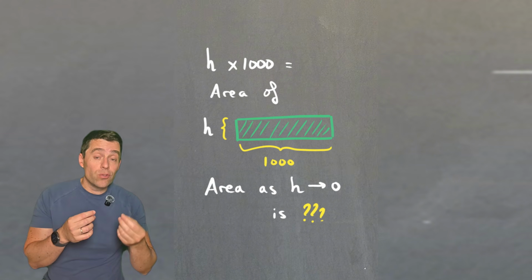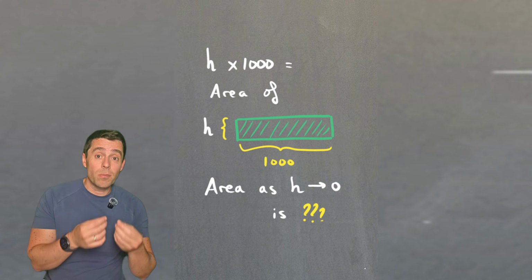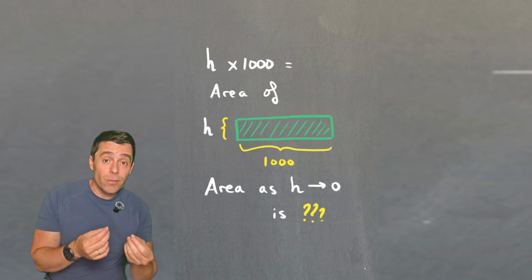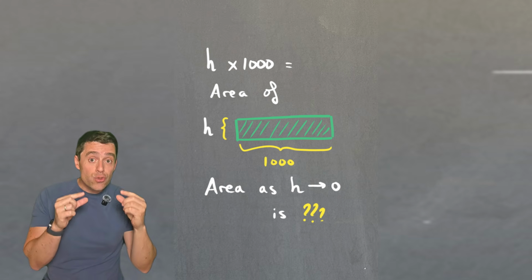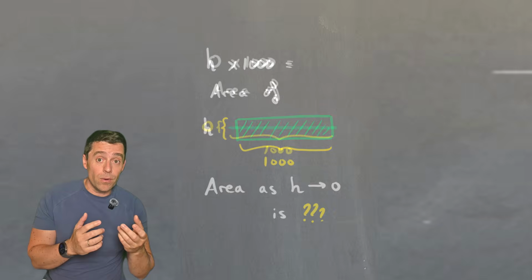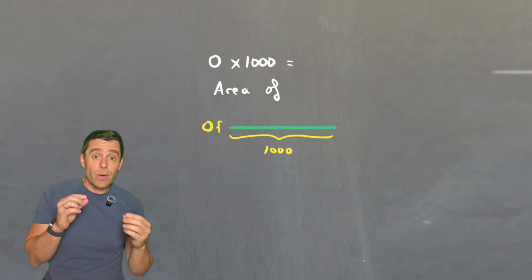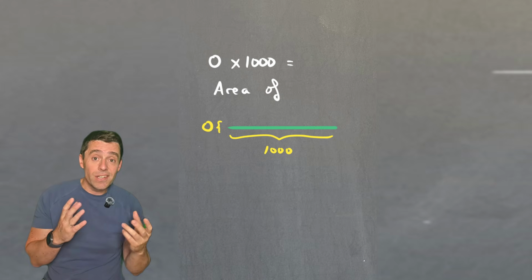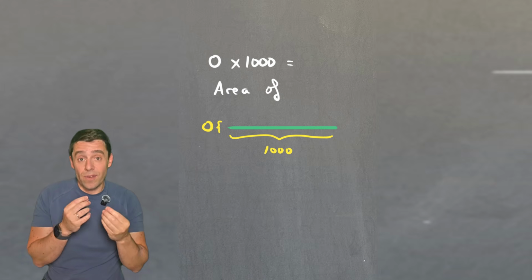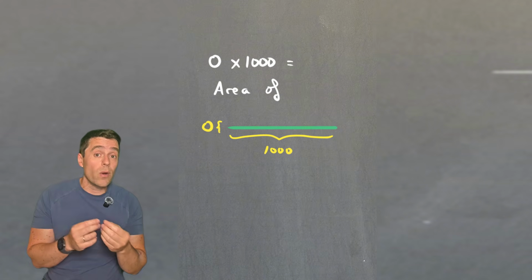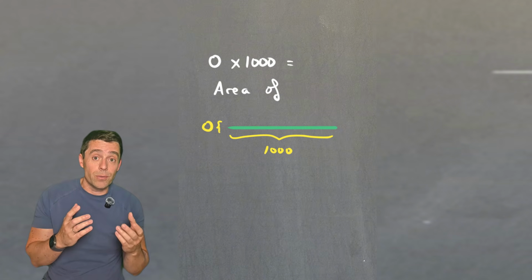Now, if h goes to 0, if h is getting smaller and smaller and closer to 0, that area will shrink to 0. Namely, because if the rectangle has height equal to 0, then it is just a line and it has no area. So the area of a rectangle of height 0 and length 1,000 is 0.